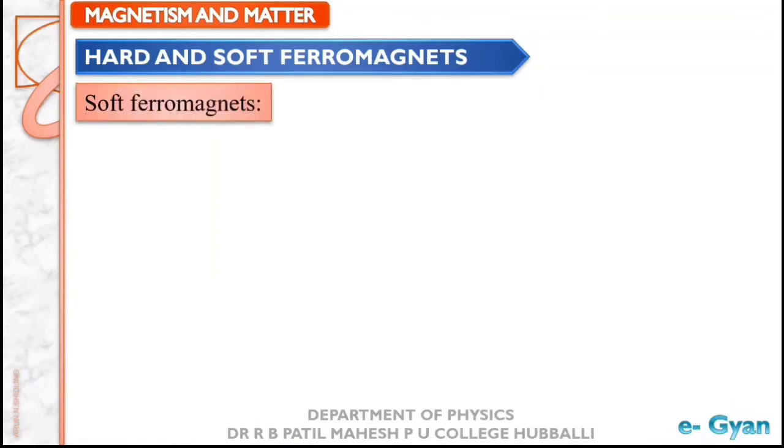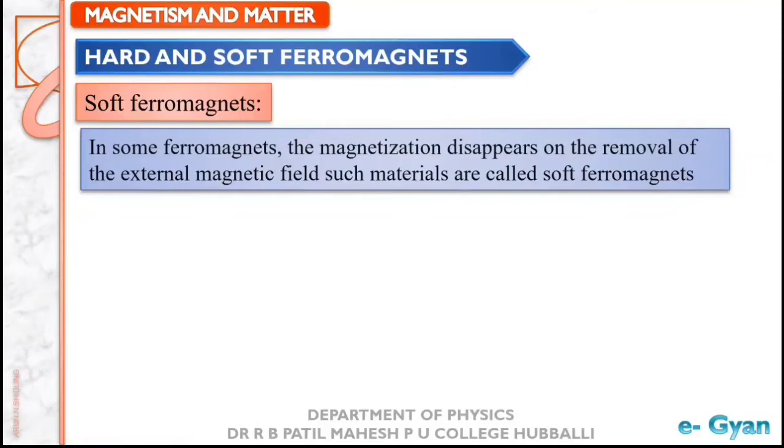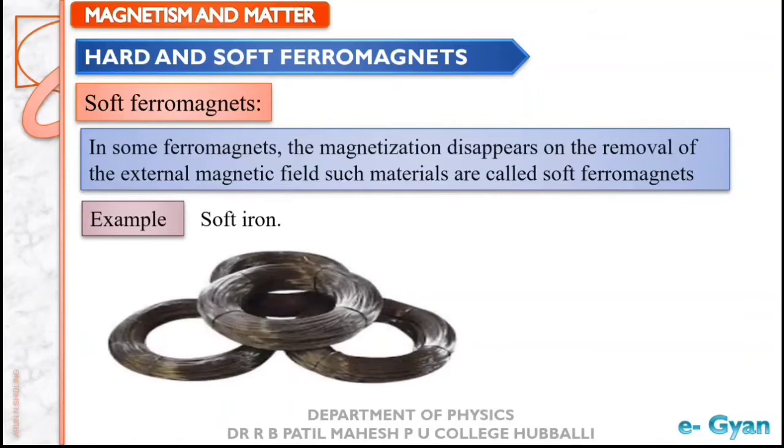Next, soft ferromagnets. These are materials which, when we apply an external magnetic field, get magnetized, and after the removal of the external magnetic field, they once again get demagnetized. So the magnetization disappears after the removal of the external magnetic field. Such materials are called soft ferromagnets. An example of soft ferromagnets is soft iron.